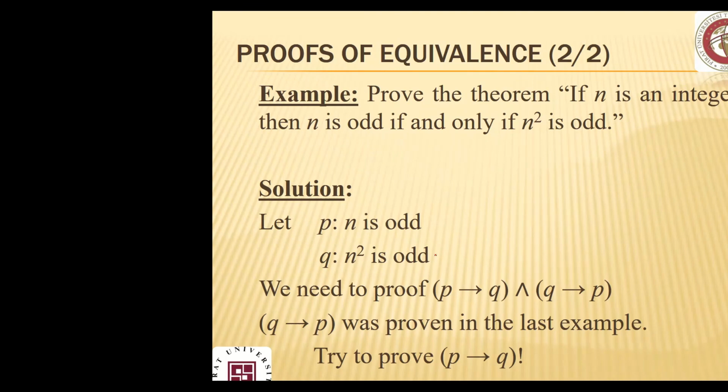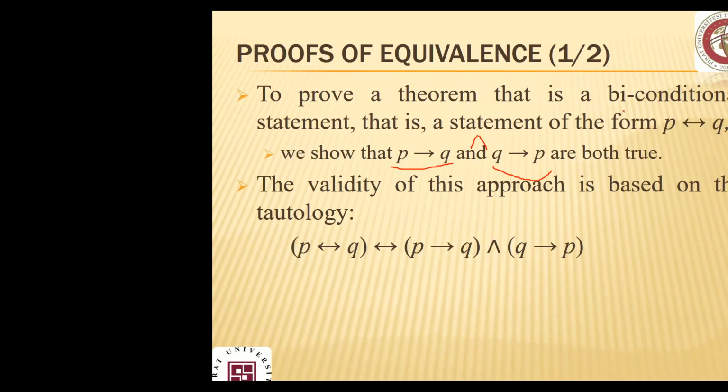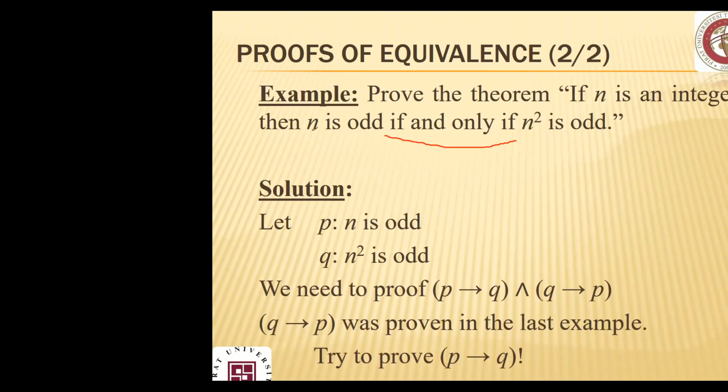Let's see, we have a direct example here. Prove the theorem: if n is an integer, then n is odd if and only if, so this is double-sided, n squared is odd. Now n is odd implies n squared is odd. Actually, we proved it, we just did it here. We did it with a contrapositive, but it doesn't matter. You can assume n equals 2k plus 1, substitute, and see how things go. It's not really hard, you can do it.